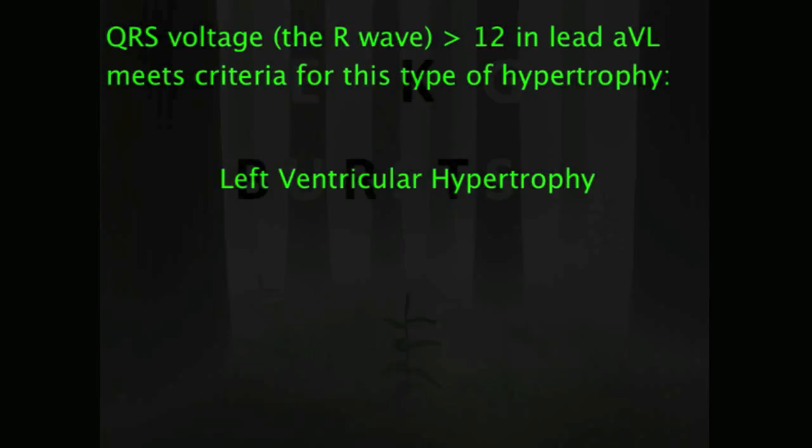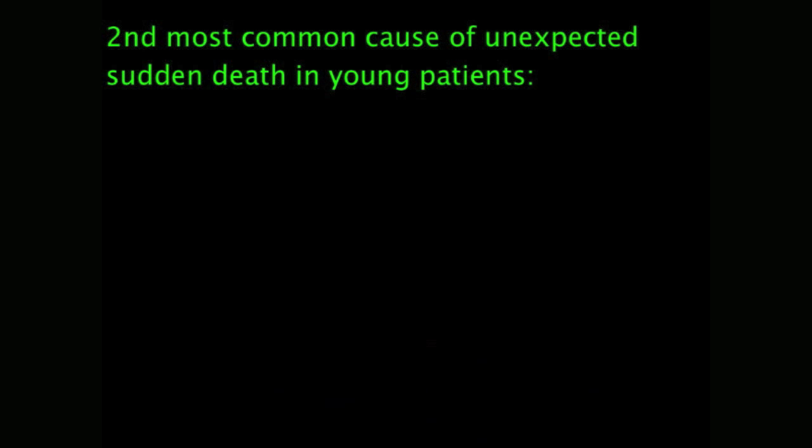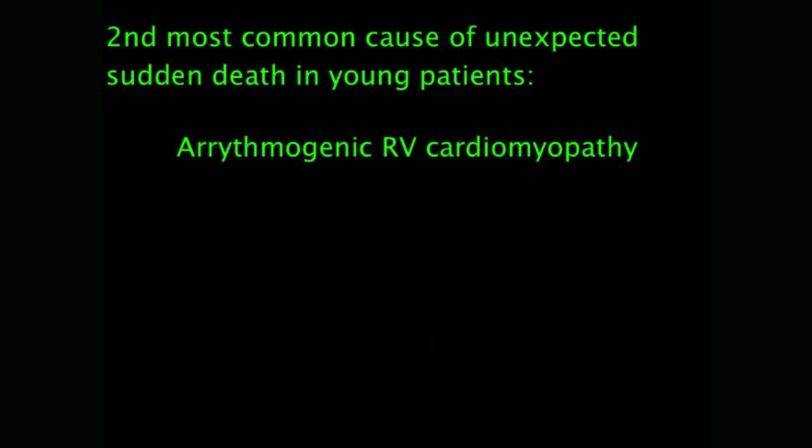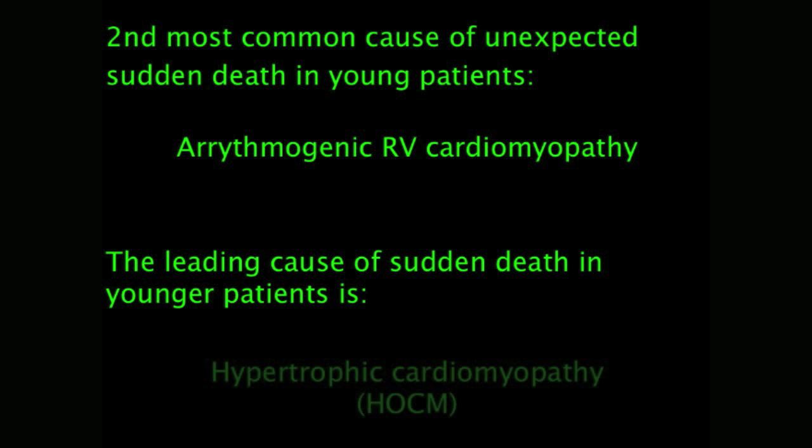The second most common cause of unexpected sudden death in young patients is what? Arrhythmogenic right ventricular cardiomyopathy. These patients often require ICDs, and we'll go over the indications at a later time. But for now, you should know the seriousness of arrhythmogenic right ventricular cardiomyopathy. And the leading cause of sudden death in young patients is what? Hypertrophic cardiomyopathy, right.